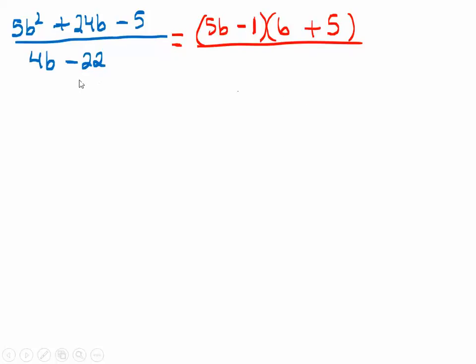On the bottom, let's see, 22 and 4. I can factor out a 2. 2 goes on the outside. How about a 2b minus 11? All right. Notice we did factor, but there's nothing that cancels. There's no cancellation done from either of the sides.